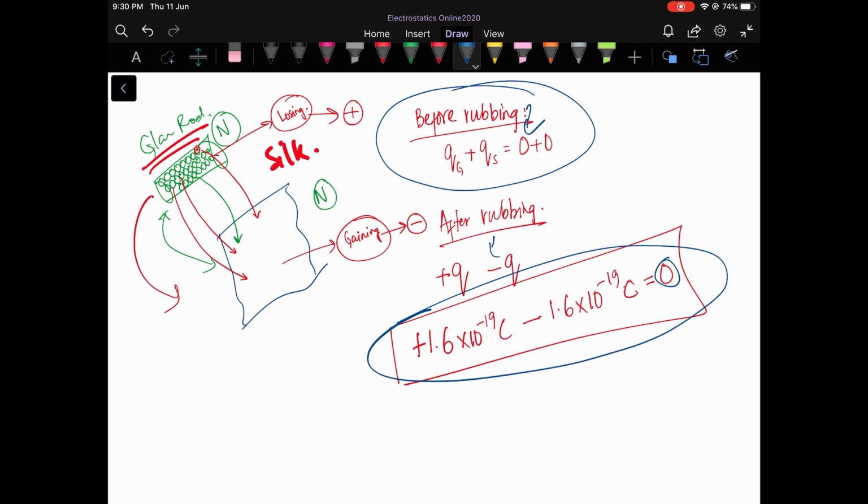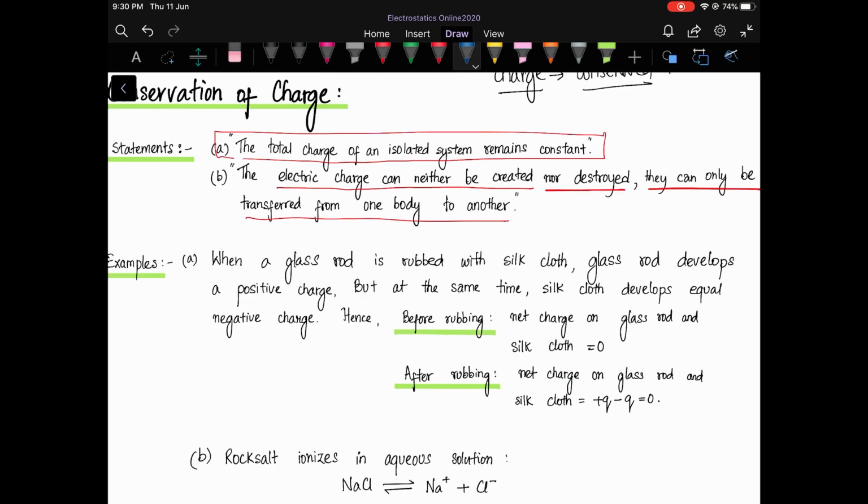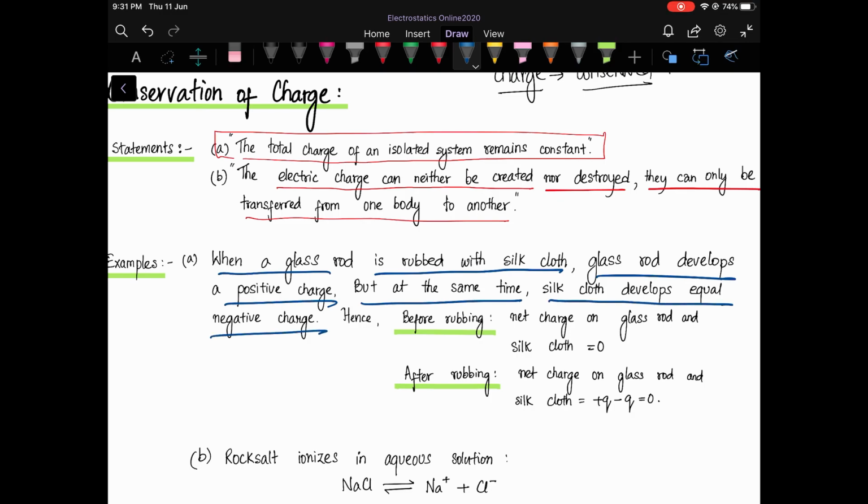So what we can say here is that the total charge is 0 even if there is a transfer of charge or the appearance of charge on both the bodies; the total charge is always going to remain constant. So what I have written here is that when the glass rod is rubbed with silk cloth, the glass rod develops a positive charge, but at the same time the silk cloth also develops an equal negative charge. Hence before rubbing you can say the net charge on the glass rod and the silk cloth is 0, and even after rubbing the net charge on the glass rod and the silk cloth should be equal to 0.